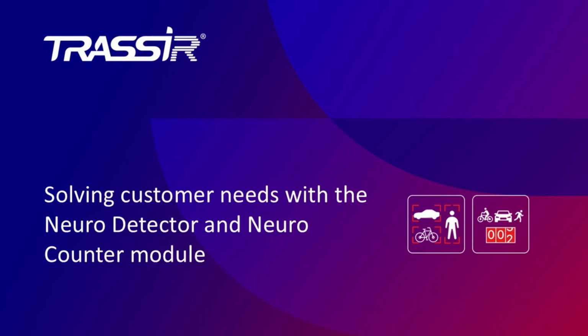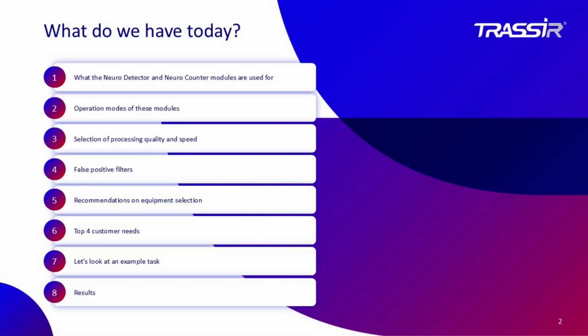I am a pre-sale engineer at TRASSIR, and today we will continue our series of webinars and talk about the Neuro Detector module. Today, we will talk about what the Neuro Detector module and the Neuro Counter module are used for. What are the operating modes of these modules? Let's talk about the basic settings and false alarm filters. Let's consider which equipment is better to choose for the correct operation of the module and which top 4 tasks can be solved using this module. And also, let's look at an example of one task.